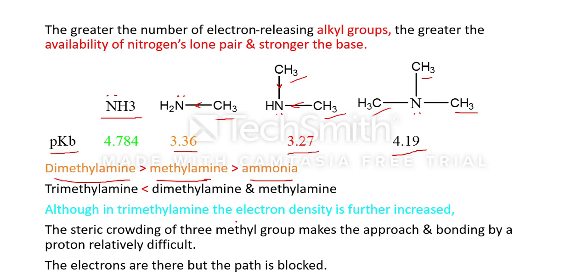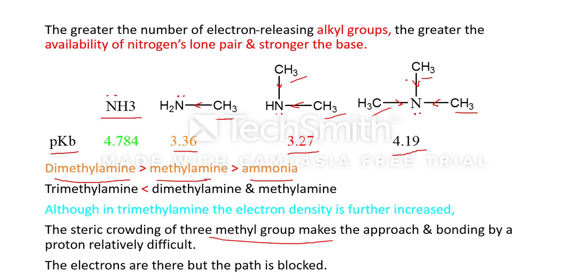Although in trimethylamine the electron density is further increased, which means the lone pair of electrons on nitrogen is more available than in dimethylamine because of three electron releasing alkyl groups, why is it less basic than dimethylamine and methylamine? The reason is the steric crowding, or steric effect, of the three methyl groups. The steric crowding of three methyl groups makes the approach and bonding by the proton relatively difficult.